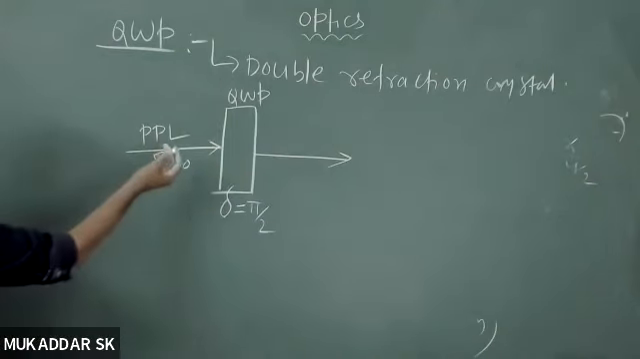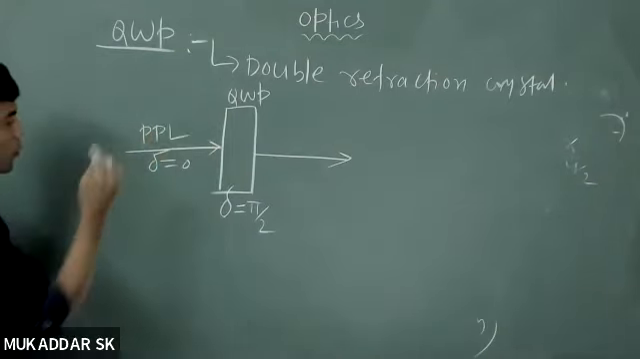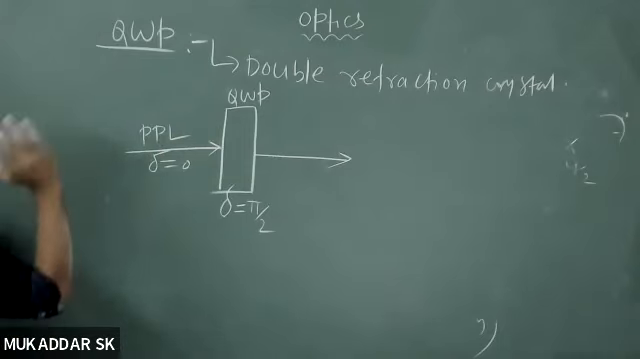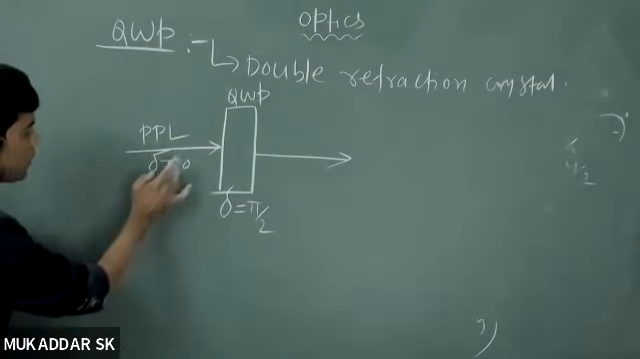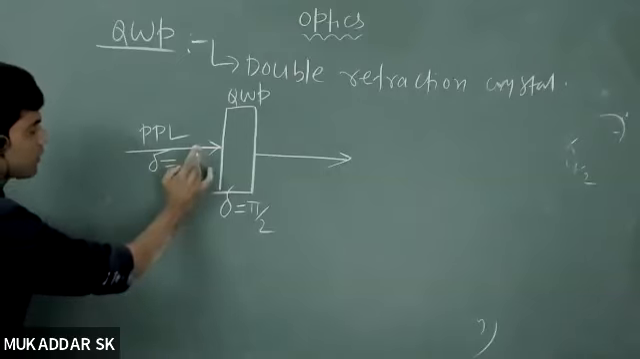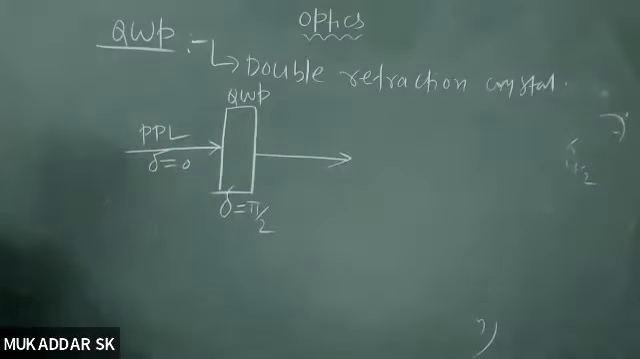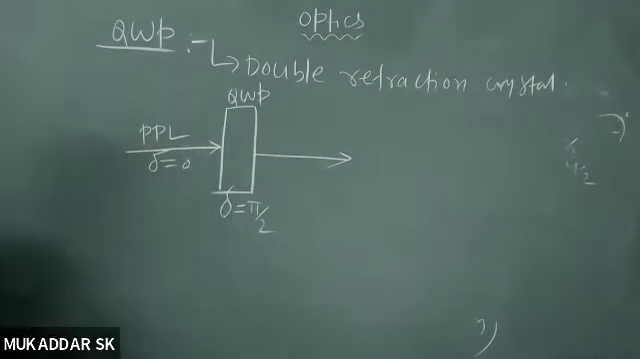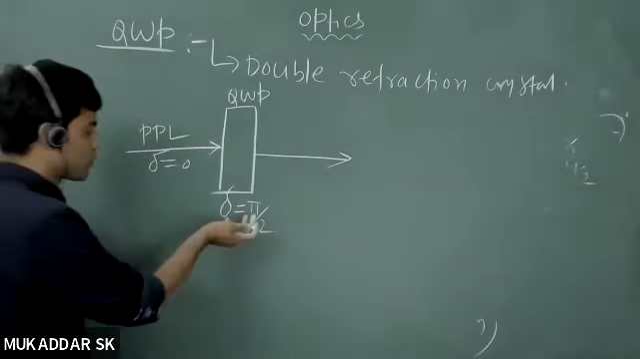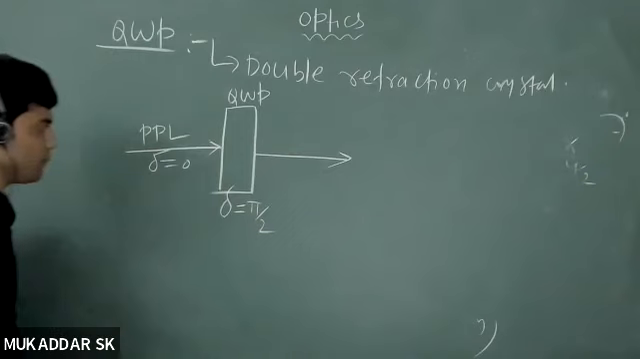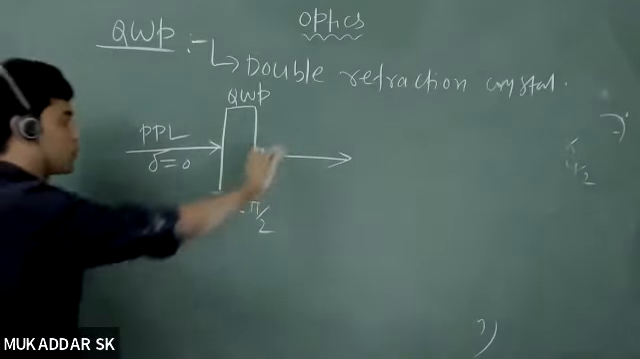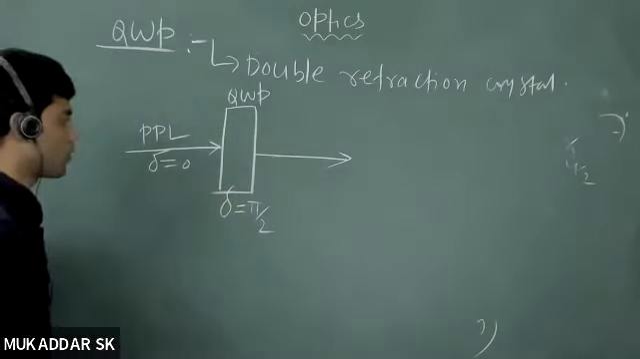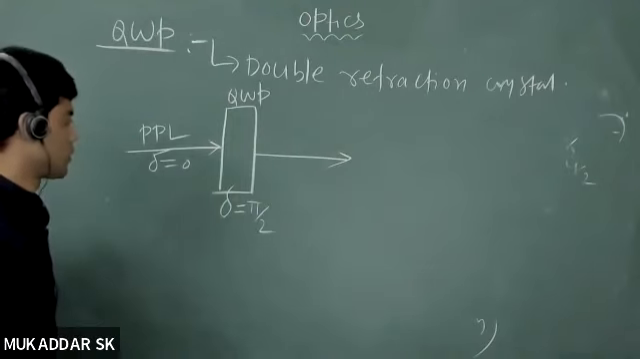Here we assumed that the plane polarized light has two components, the E ray and the O ray, and the phase difference between them is 0. If these rays pass through this quarter wave plate, what will happen? Then the path difference between the O ray and E ray of the emerging ray will be lambda by 4. Path difference lambda by 4, so the phase difference will be pi by 2. Then if they superimpose, what kind of polarization will it be?